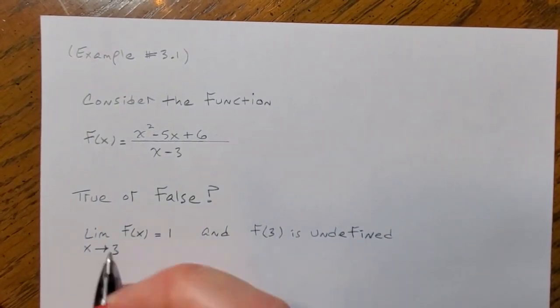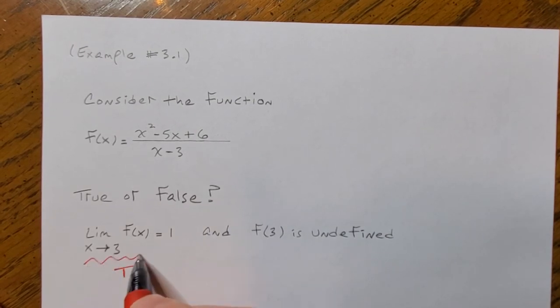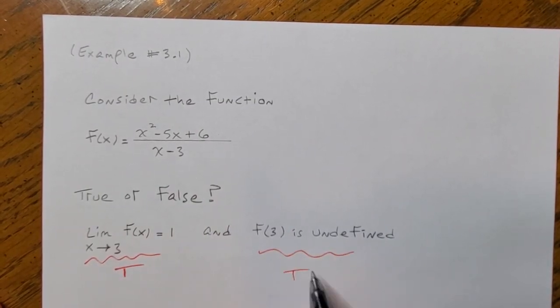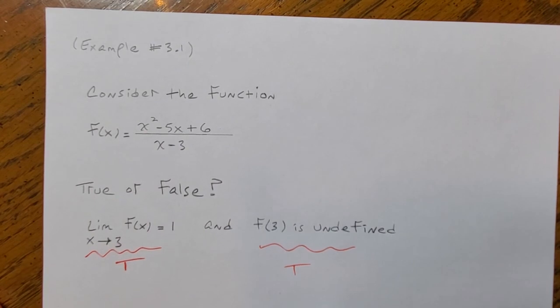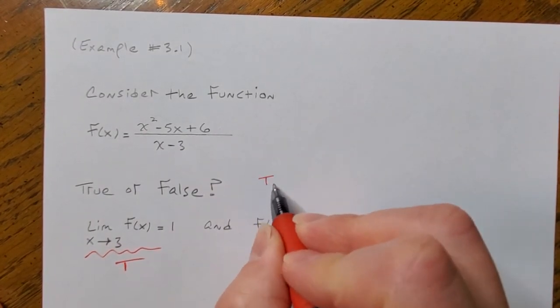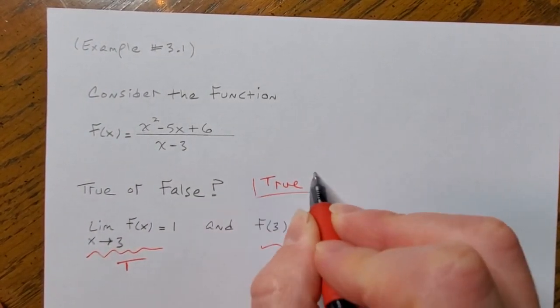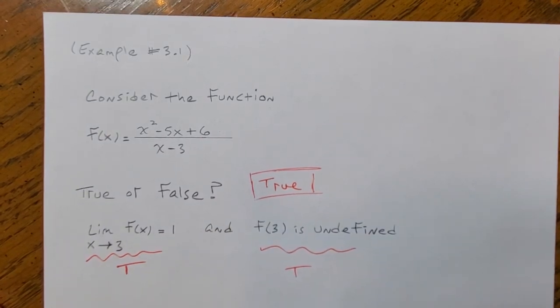So here's an and statement. First part, true. Second part, also true. The entire statement, true. It's an and statement. An and statement will be true if both parts are true. Okay.